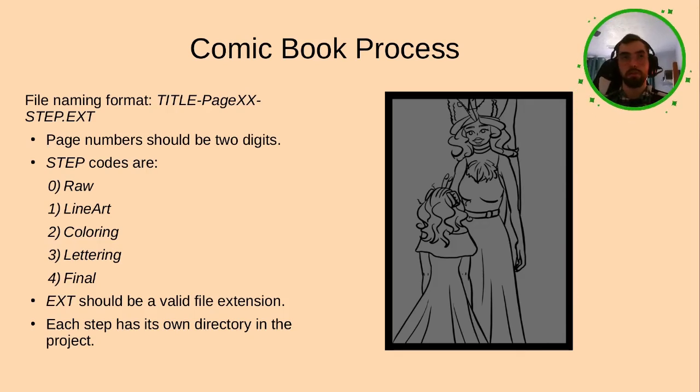I have a similar process for comic books, but this process also involves my wife. You can see on the right side is an example of line art, and I'll explain what that is in a minute. So we like to use a consistent file naming format so that scripting is easier later. It's title followed by page number, followed by a step, followed by an extension. Page numbers should be 2 digits unless you're doing a long comic. And then step codes that we use are step 0 is raw, which is penciling.